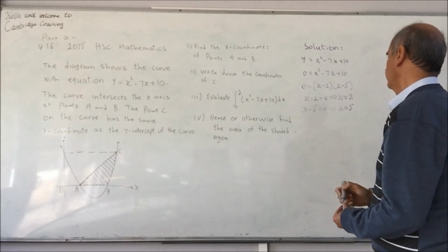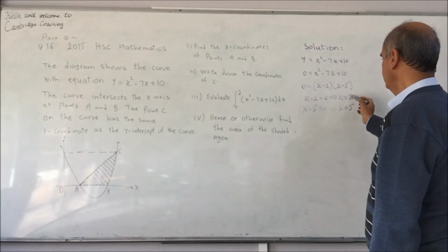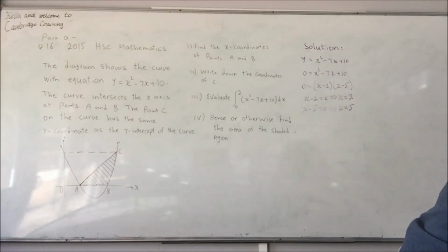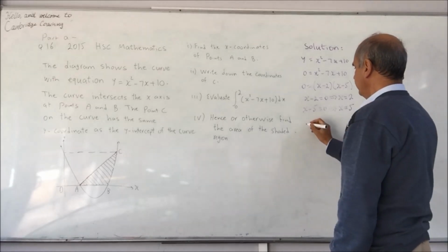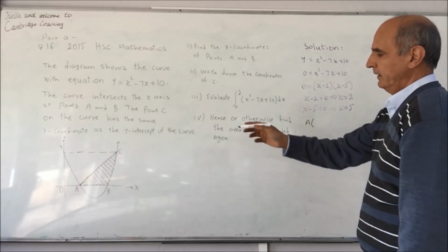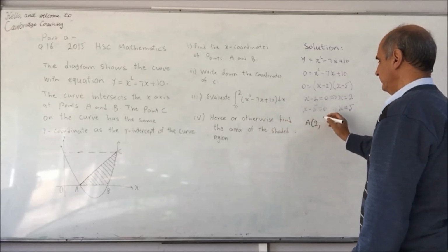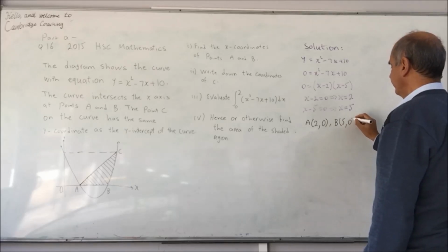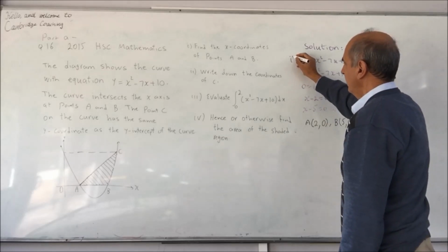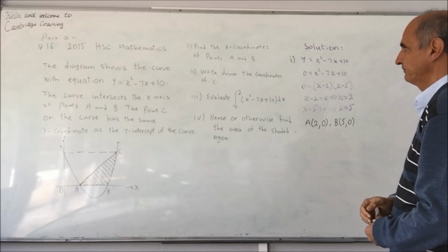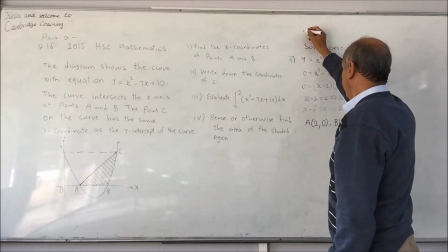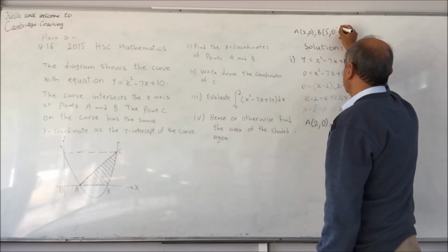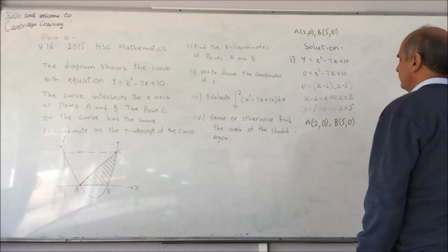So the x-coordinates of A and B are 2 and 5 respectively. Now we can write the coordinates of A as 2 and 0, and the coordinates of B as 5 and 0. This answers part I of the question. So I write the answers here, so we might use them at the next part. That is for part I.